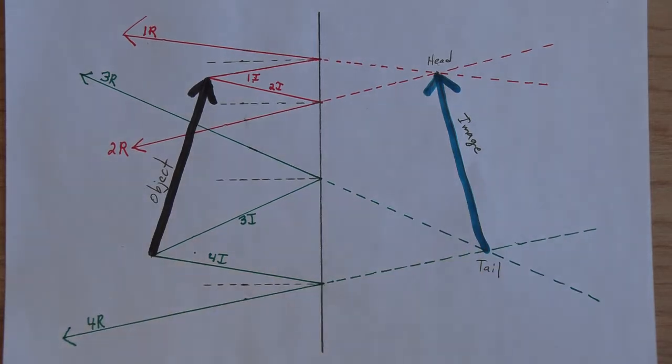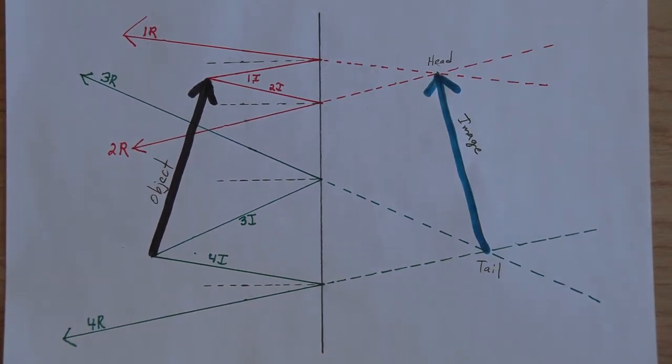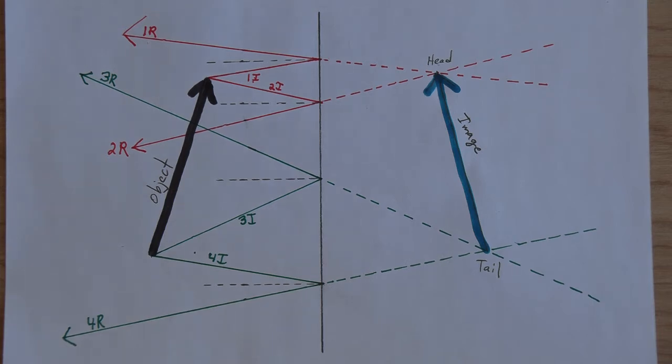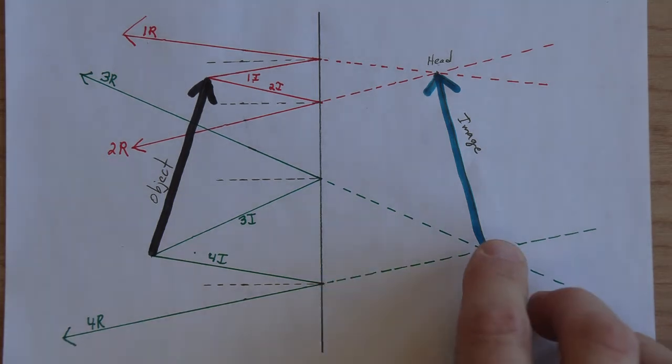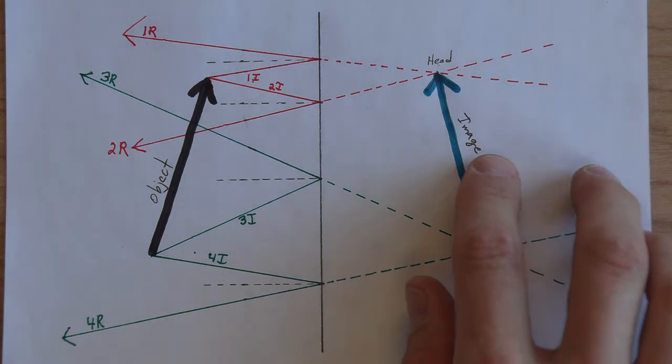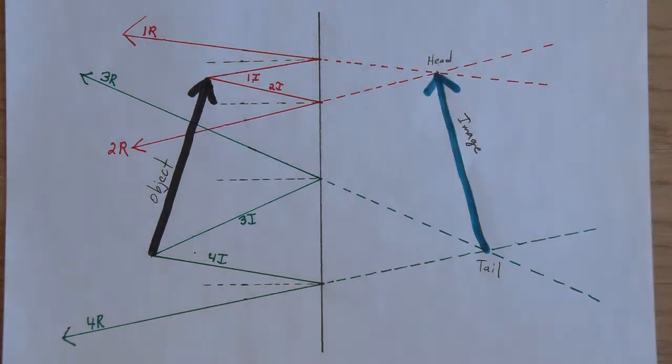Just like we saw earlier when I had the arrow in front of the actual mirror in the previous demonstration. So go ahead, fill in this arrowhead, label it image. You could even put head and tail if you want for those labels. Go ahead and do that now.